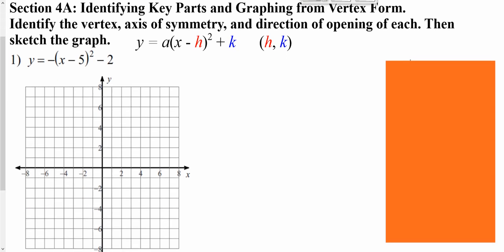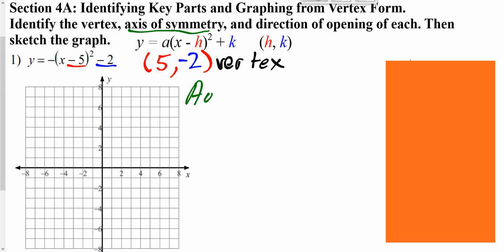So your vertex, once again, is the opposite of what's on the inside. So it means it's a 5. And the same as what's on the outside, and so then that's a -2. So when we are graphing this, and by the way, this is our vertex, remember your axis of symmetry is always x equals the x-coordinate of your vertex, which was 5.